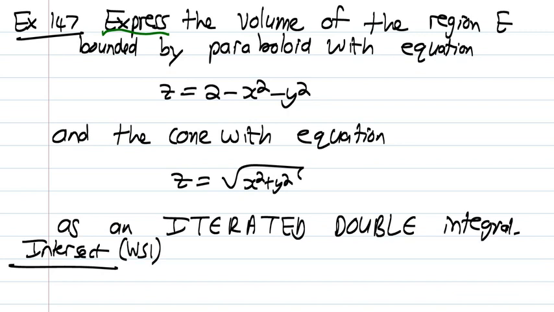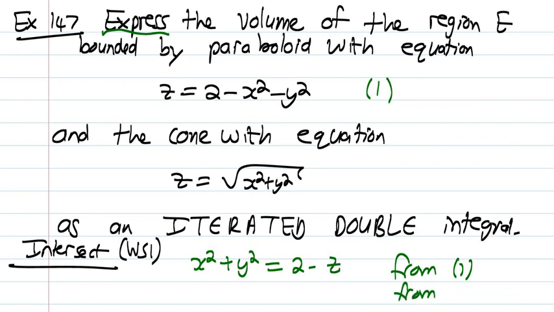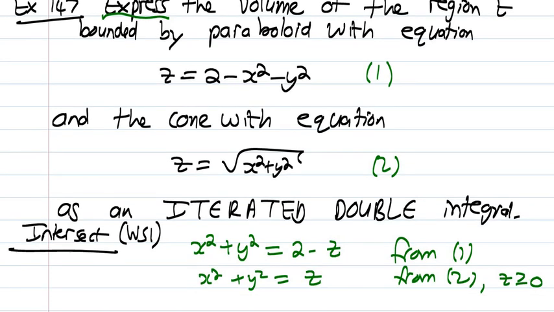When do they intersect? Looking at the first equation, I see that x squared plus y squared equals 2 minus z. This is from 1. And now looking at 2, we have that x squared plus y squared equals z. Also remember, by looking at 2, we can see that z has got to be greater than or equal to 0, so the square root can never be negative.